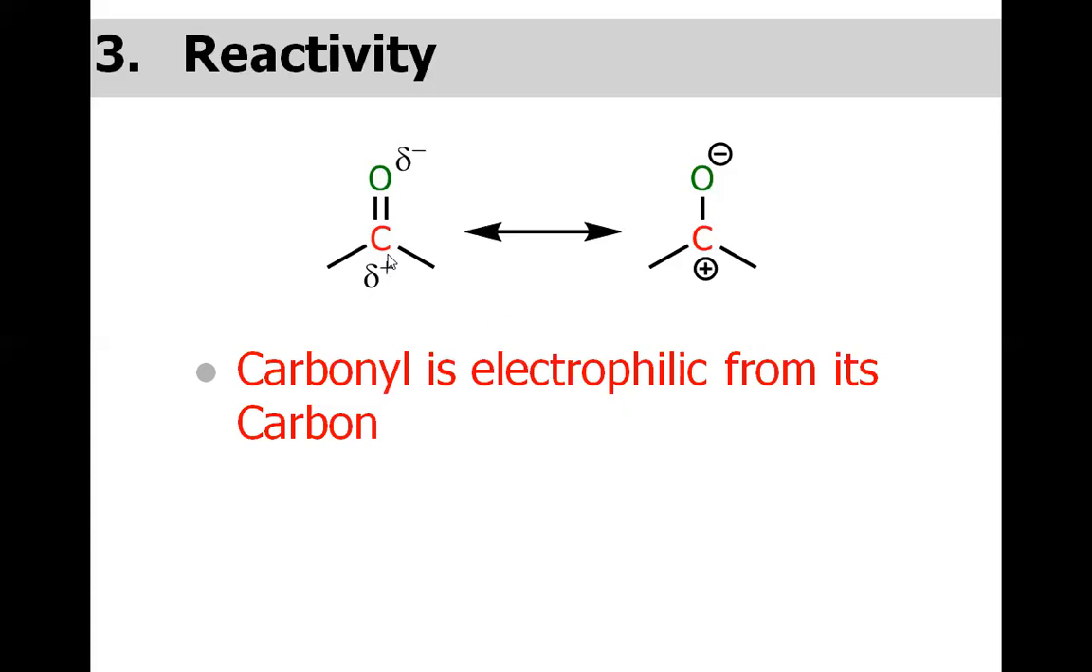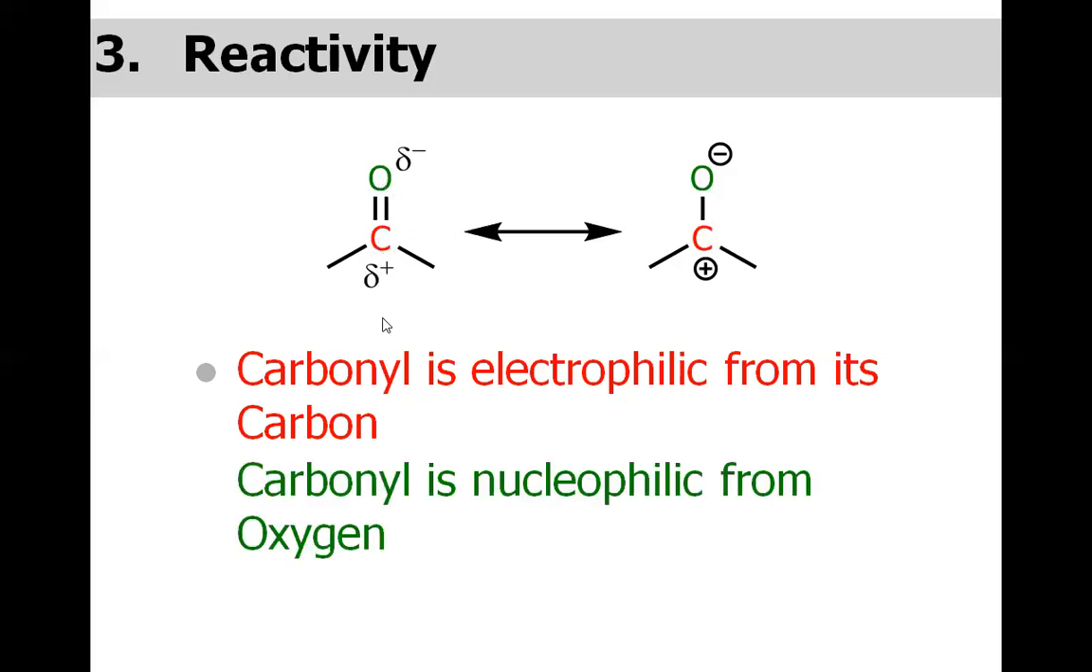So this carbonyl is electrophilic at its carbon, as we have discussed, because this carbon is partial positive. So what does it mean? It means whenever a nucleophile comes to the carbonyl, it will attack this carbon and not this oxygen. And this carbonyl is nucleophilic at its oxygen, being electronegative in nature. So whenever an electrophile comes in the vicinity of the carbonyl, it will be attacked by this carbonyl oxygen.